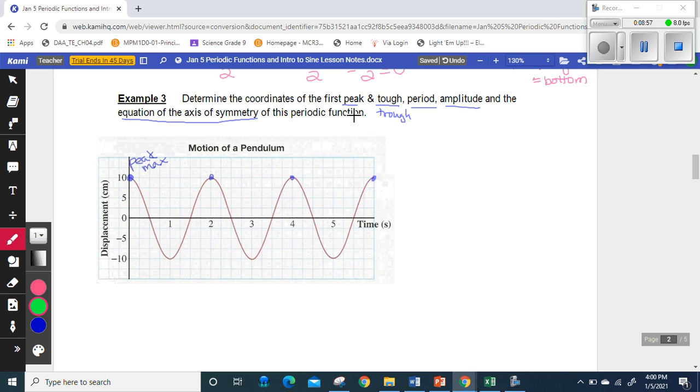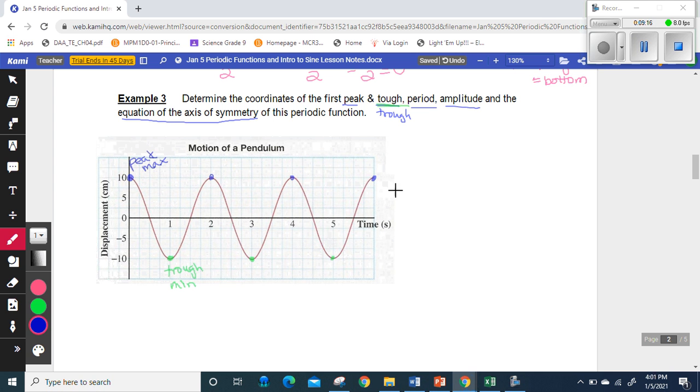Okay. Our trough, well, that's at the very bottom. So there's the first one. So that's the trough. Okay, so that's my minimum. And I also see one here, and I see one here. So we've got more than one. So let's put in our answers here.